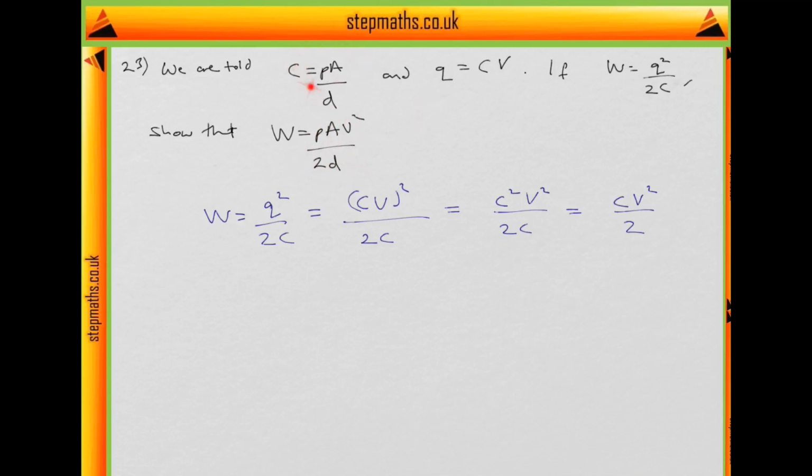But we have an equation for C up here. We know C is PA over d, so let's replace that in. Well, that's equal to PAV squared over 2d, which we know is the required answer.